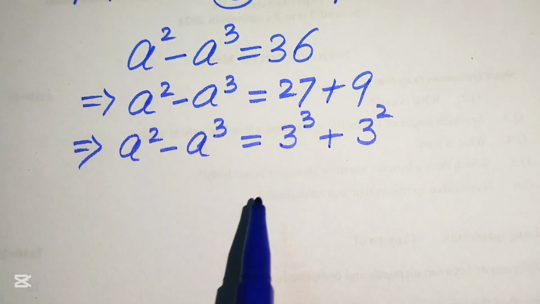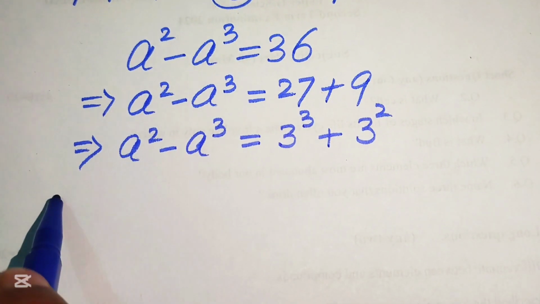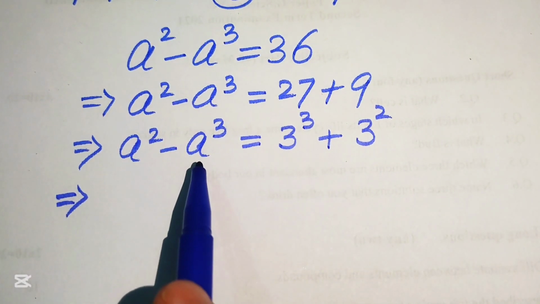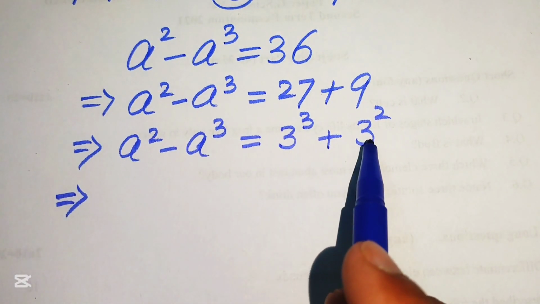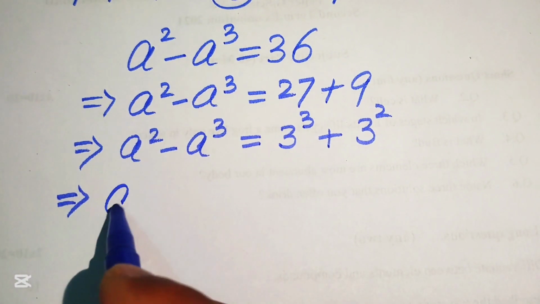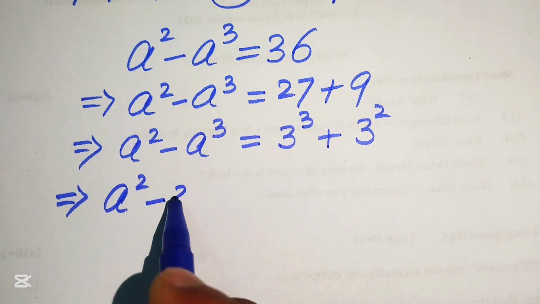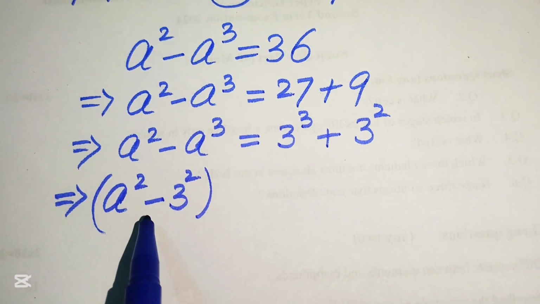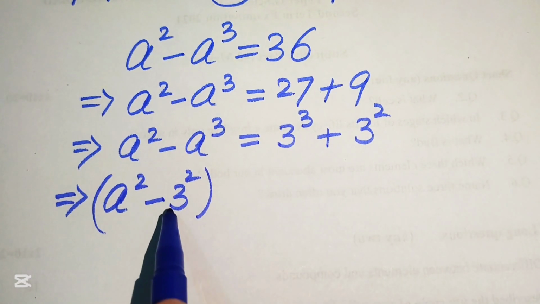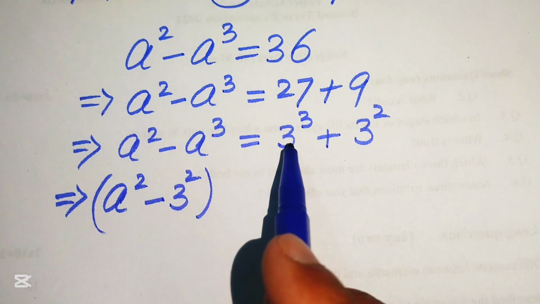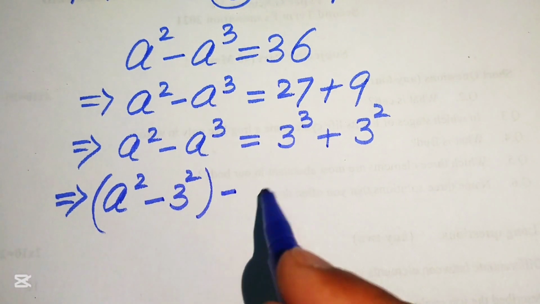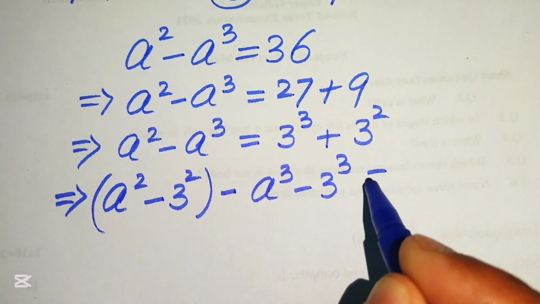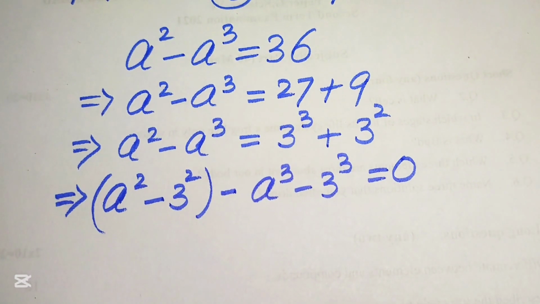And here we need to move these two values from the right-hand side to the left-hand side, and we make the pair of square term with square and cube term with cube. So we combine this 3 squared with a squared, and it will be written as a squared minus 3 squared, because this is plus 3 squared, and when you move it to the left-hand side it becomes minus 3 squared. So this is plus 3 cubed, when you move it to the left-hand side it becomes minus 3 cubed, and this whole equals 0.